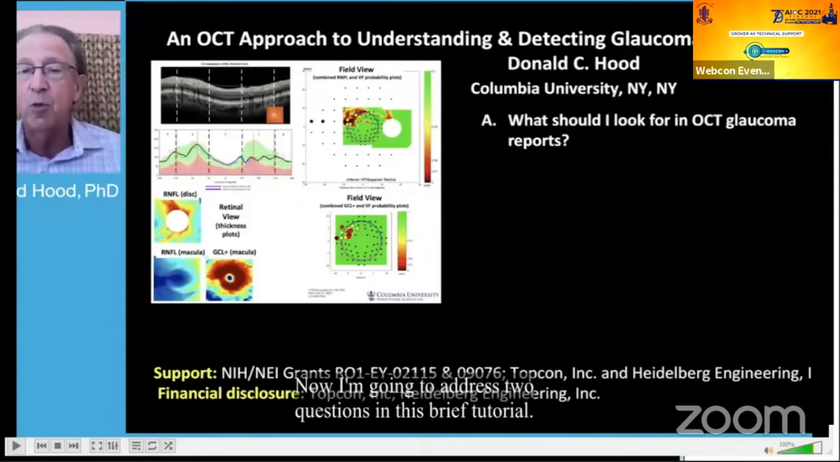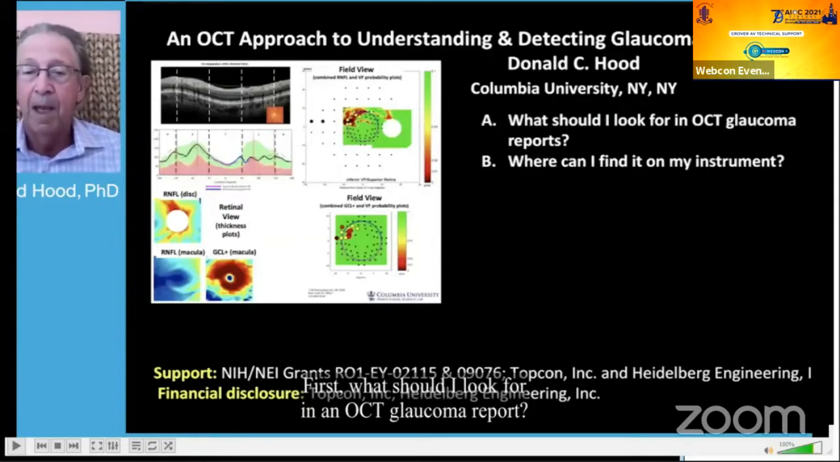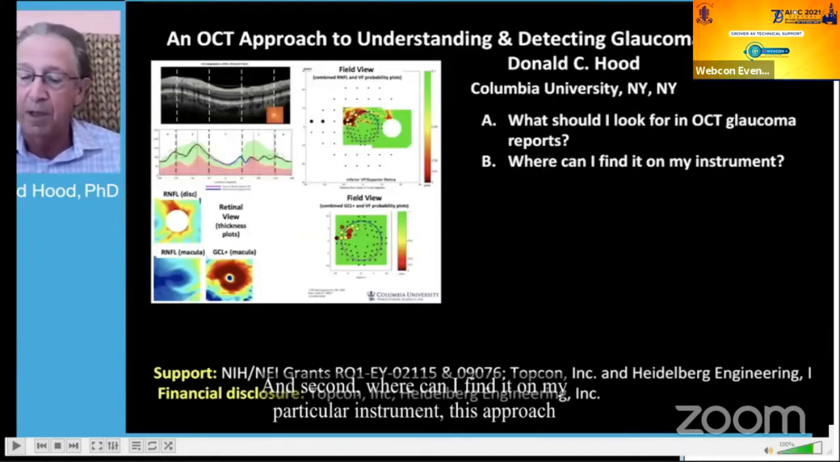Now, I'm going to address two questions in this brief tutorial. First, what should I look for in an OCT glaucoma report? And second, where can I find it on my particular instrument?